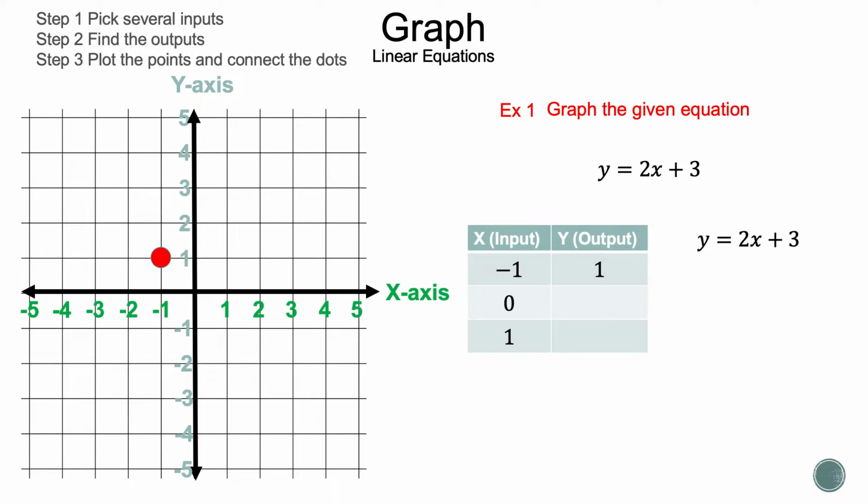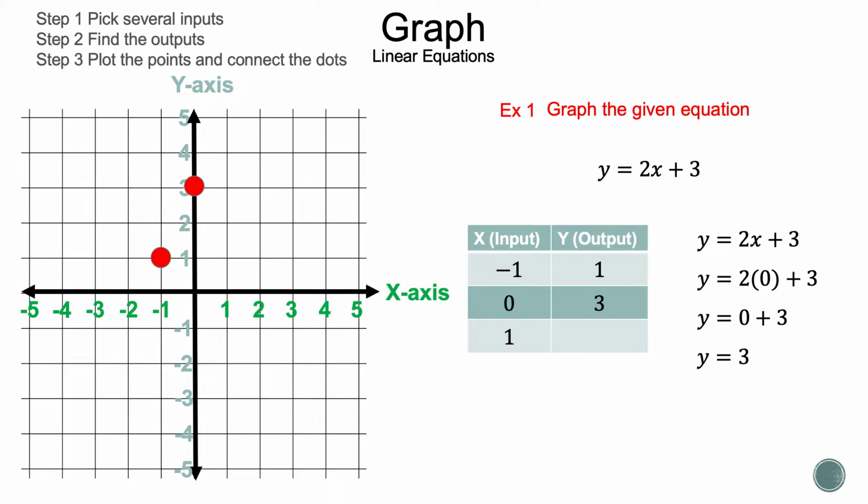Now we move on to the next input. In this case, it is 0, so we substitute 0 into the equation. Now we have 2 times 0 plus 3. 2 times 0 is 0. Now we have 0 plus 3, and the result of that is 3. So we plug that into the table, and now we graph the point 0, 3.